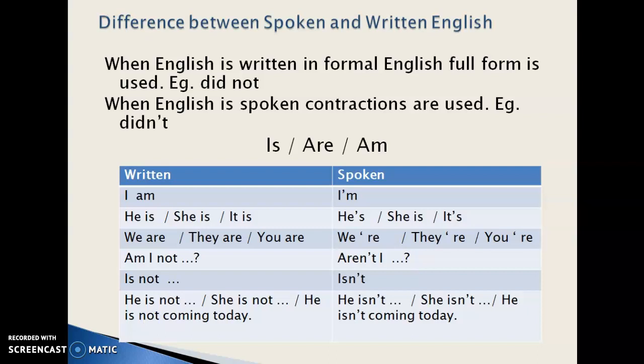Today we have the differences between spoken and written English. We have written English and spoken English listed separately. There's very little difference between the two.